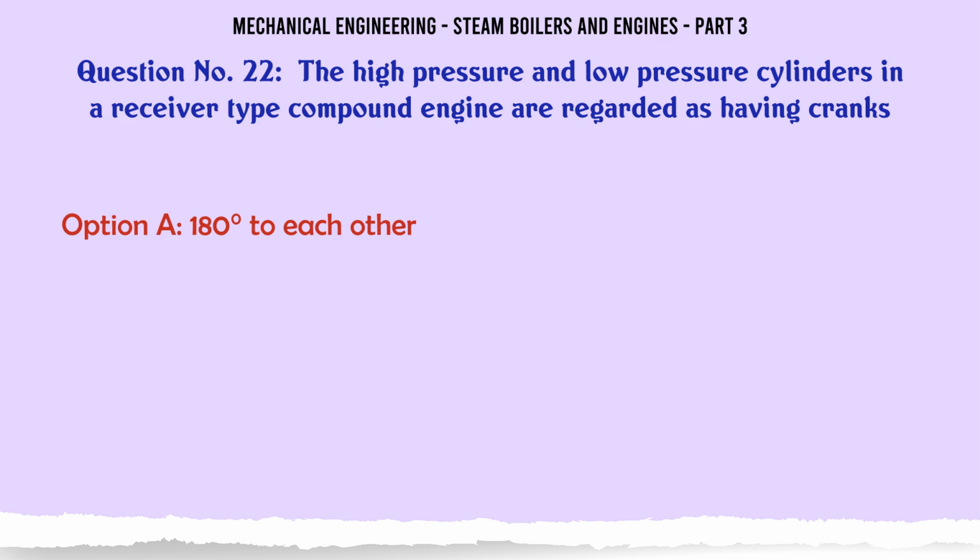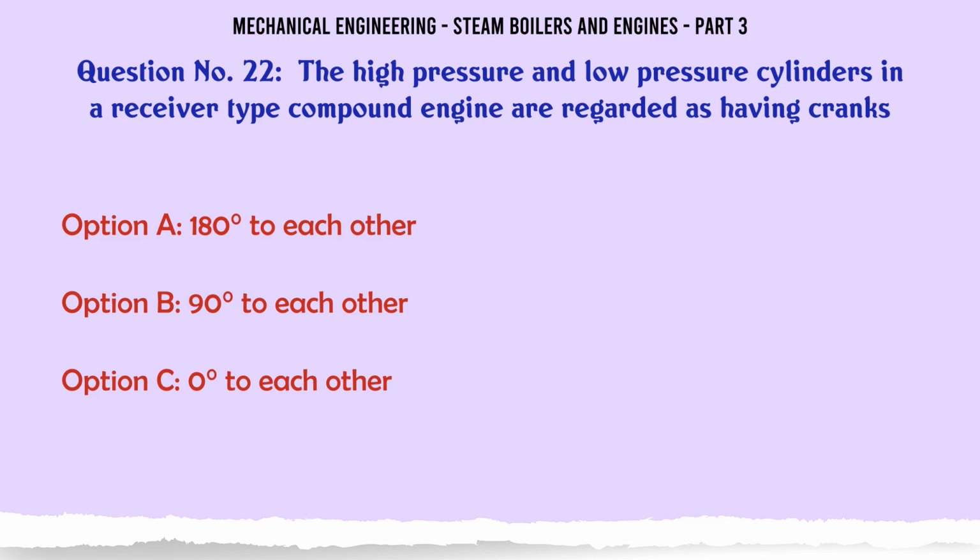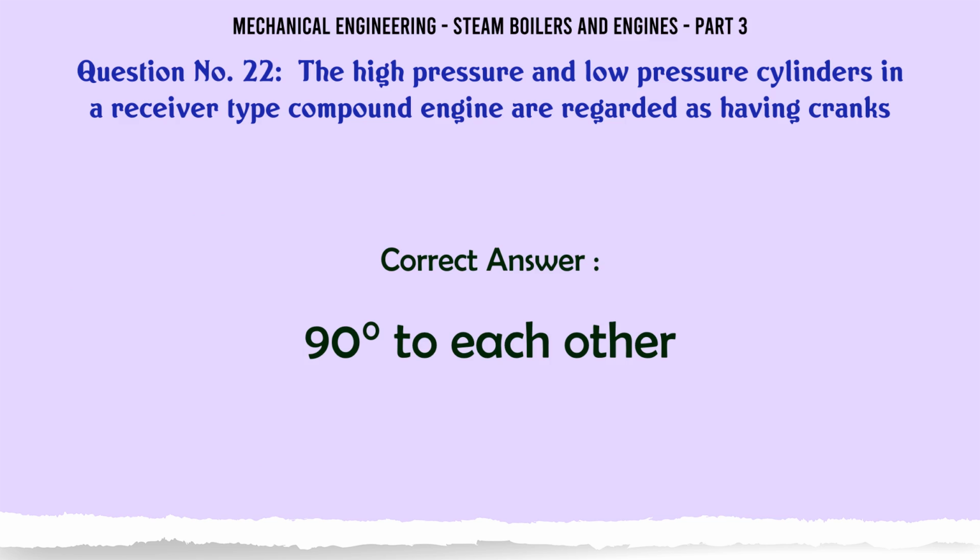The high pressure and low pressure cylinders in a receiver type compound engine are regarded as having cranks A. 180° to each other, B. 90° to each other, C. 0° to each other, D. none of these. The correct answer is 90° to each other.